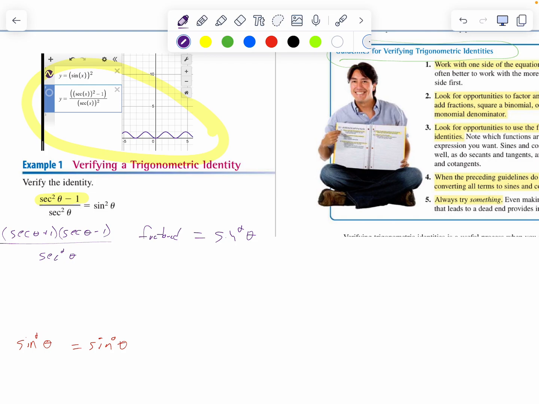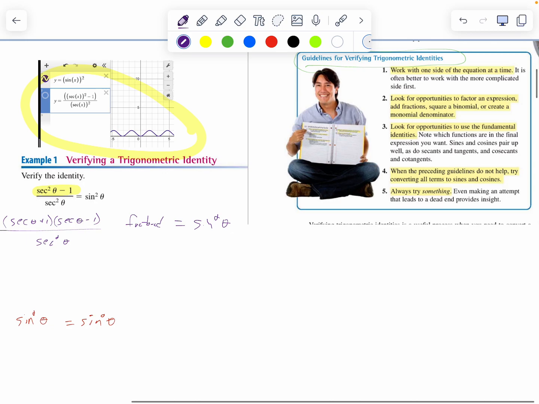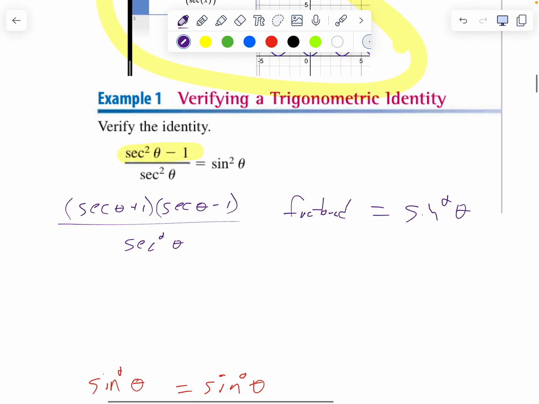Step 5 says always try something. Making an attempt that leads to a dead end provides insight. So I tried something, I factored it, and I know what my final answer needs to be. I need to do some more work because I need to get sine squared theta equals sine squared theta, and currently I don't have that. Currently I have secant theta plus 1 times secant theta minus 1 equals secant squared theta.